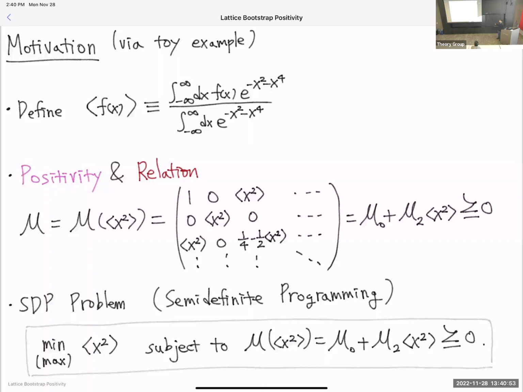And we have the statement that this matrix must be positive. Now you might wonder how to use this type of positivity, and you bring this problem to your friend who knows something about optimization, and your friend will tell you, oh, this is one of the easiest problems. It's called SDP, semi-definite programming. The statement in this context is the following: find the minimum or maximum of x squared subject to this positivity constraint. Any questions so far?